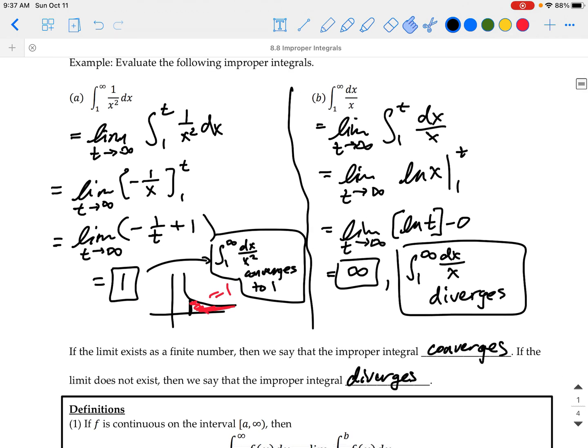And we'll note here that for both of these examples, these functions have infinite discontinuities, but not on the domain that we're considering, right? There are vertical asymptotes for both of these graphs at 0, but we're not considering 0.